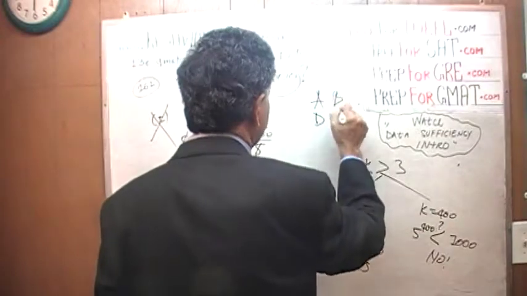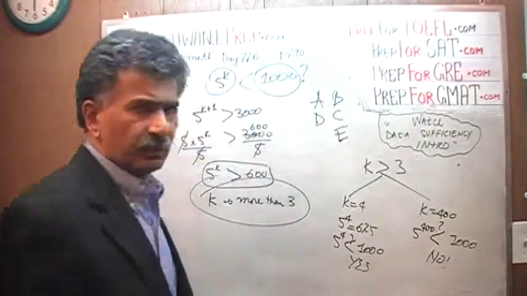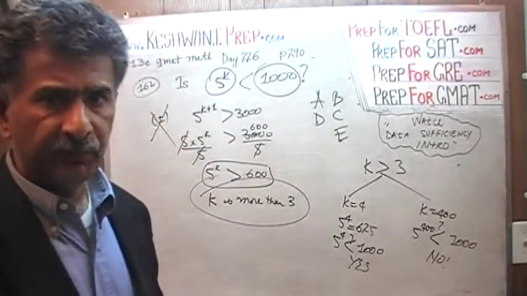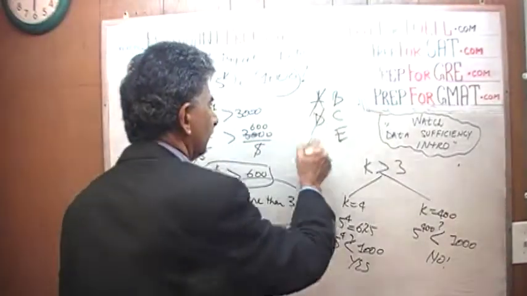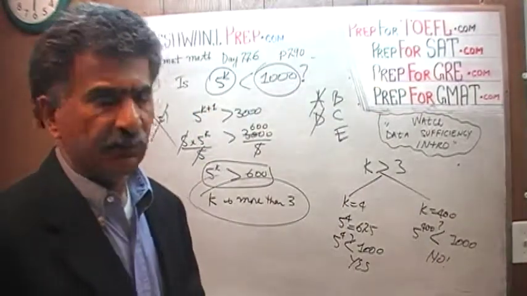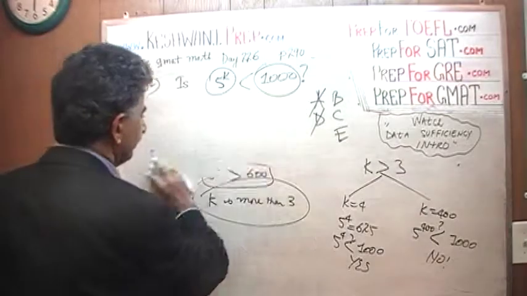A, D, B, C, E. Because we just found out that the first statement by itself is not sufficient, we know now the answer cannot be A or D. It would have to be either B, C, or E. Let's take a look at the second statement.